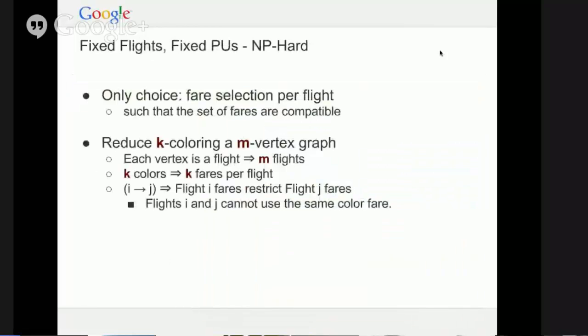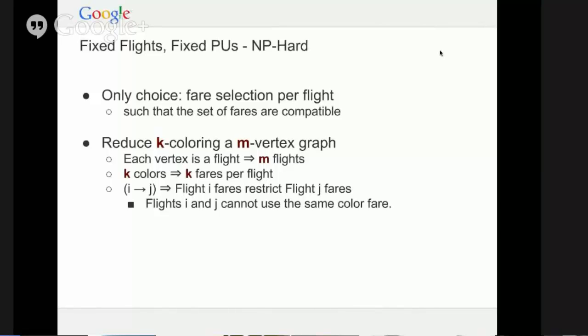So another example: you've got the fixed flights and you've got fixed priceable units, and even that's known to be NP-hard, where the only choice is you have to select a fare per flight such that the set of fares are compatible. You even know what the flights are. So how do you do this? I reduce this from the K-coloring, M-vertex graph coloring problem.